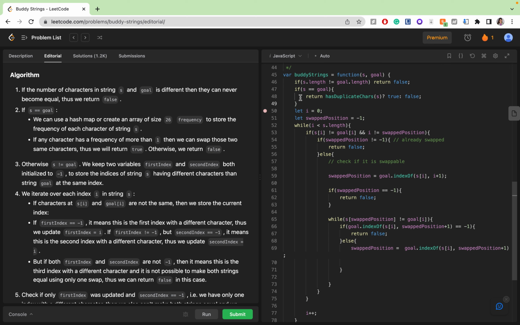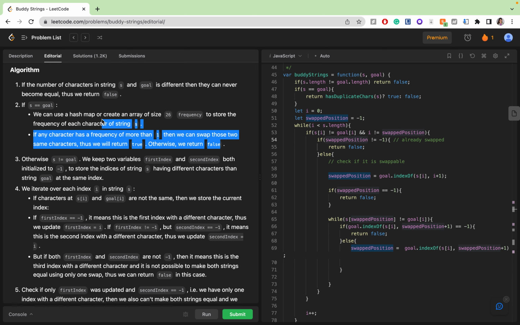Their logic is similar to my logic. I thought that this was a very bad logic. I thought that there is some logic that will incorporate both cases, when it is equal and when it is not equal, but that's not the case. So they are also doing it the same way.